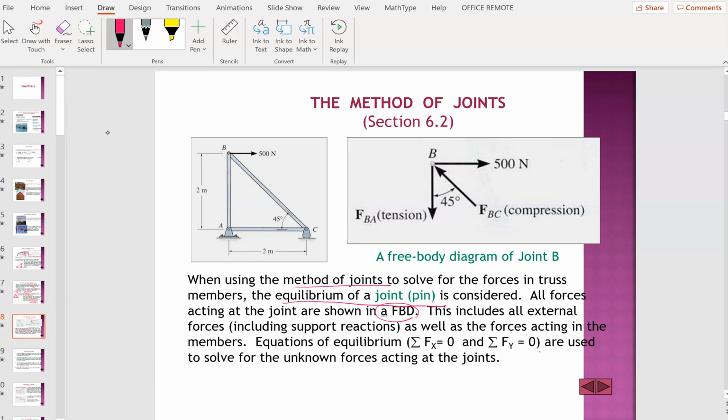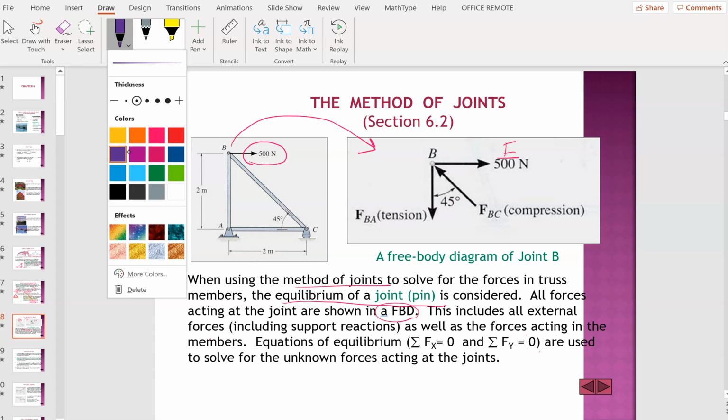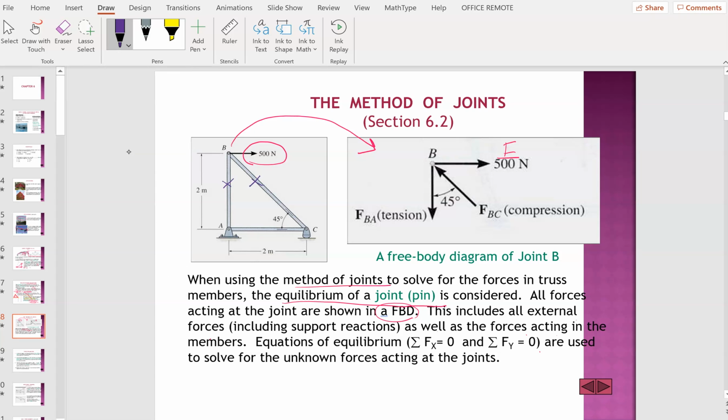So which is the external force and which is the internal force? This would be the free body diagram for joint B. If you look at this diagram here, you have your 500 here, so this would be labeled as an external force. Whereas the other members, here and here, are known as internal forces. Internal forces will have either compression or tension, whereas external forces will not be labeled as compression or tension.